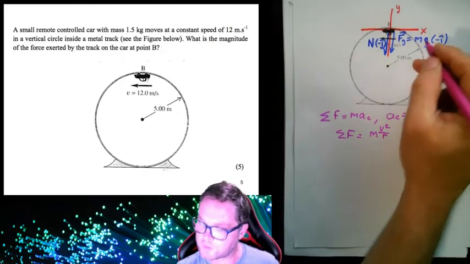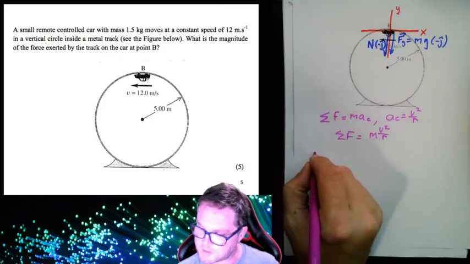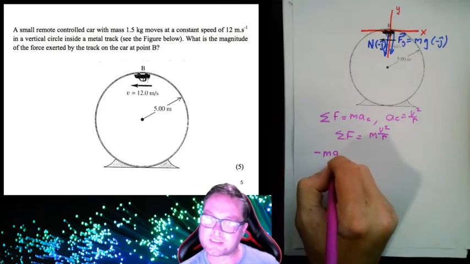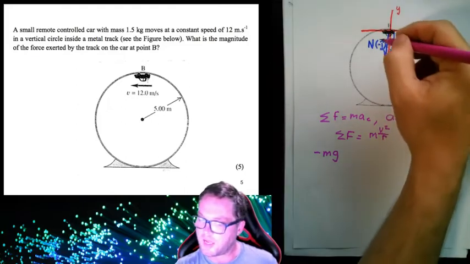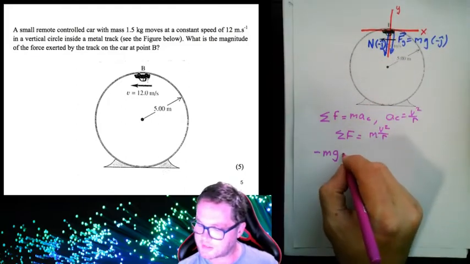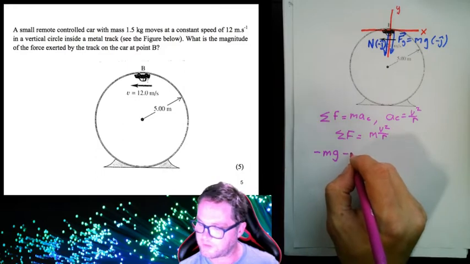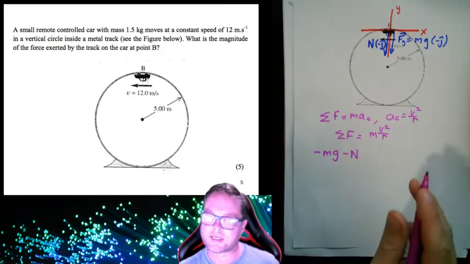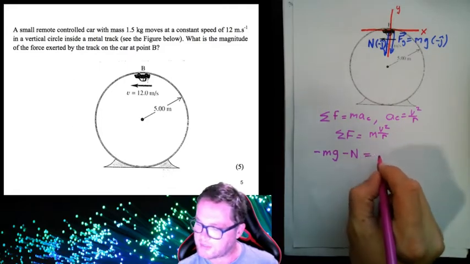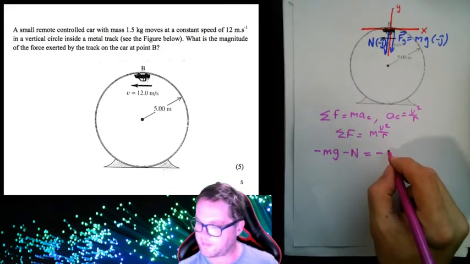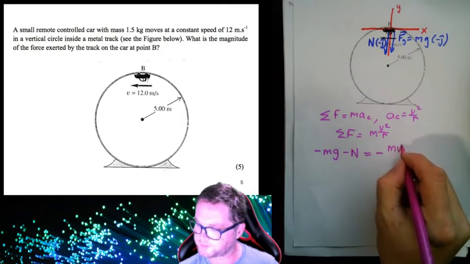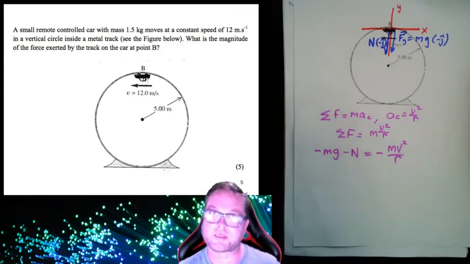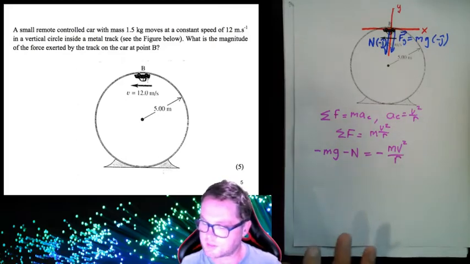If we have the forces, the first force I've noted is minus mg acting towards the center. There's the normal force acting in the negative j hat direction as well, so I indicate that as minus N, and this is going to be minus mv squared over r. I've included the minus sign because the centripetal force also acts towards the center.